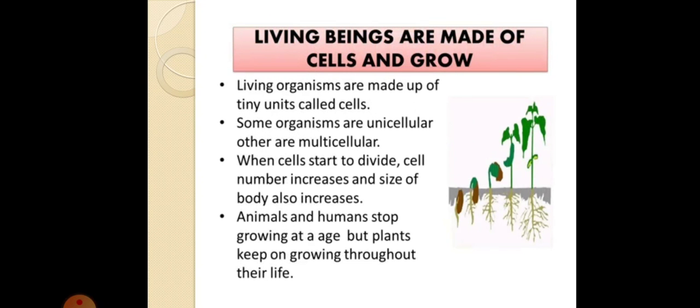First, living beings are made of cells and grow. Living organisms are made up of tiny units called cells. Some organisms are unicellular, while others are multicellular. When cells start to divide, cell number increases and the size of the body also increases. Animals and humans stop growing at an age, but plants keep on growing throughout their life.